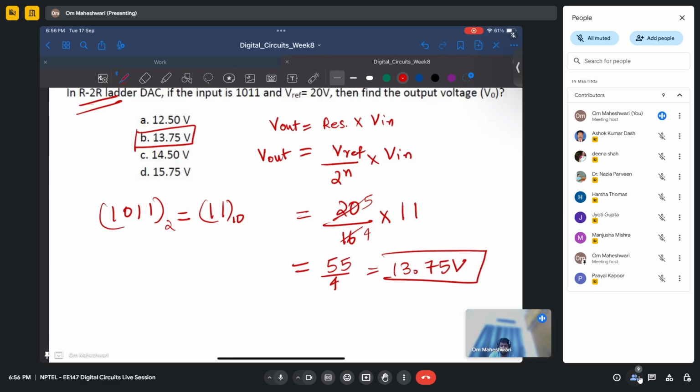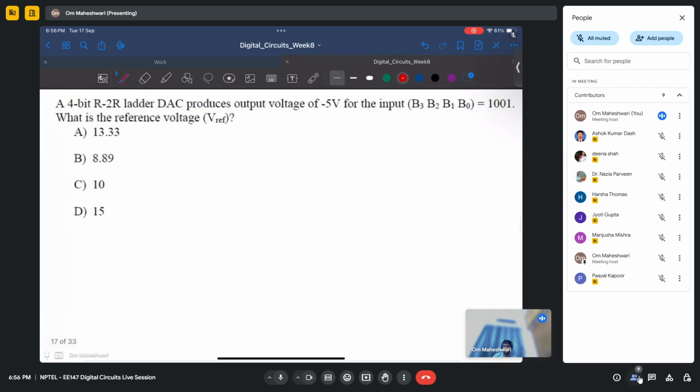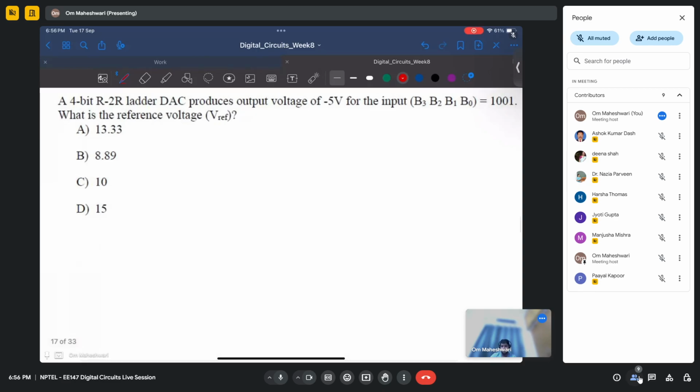Okay, so next question. Again, simple question. You have a 4-bit R2R DAC. Output voltage is -5. Input is this. What is the reference voltage? So again, use the same formula.